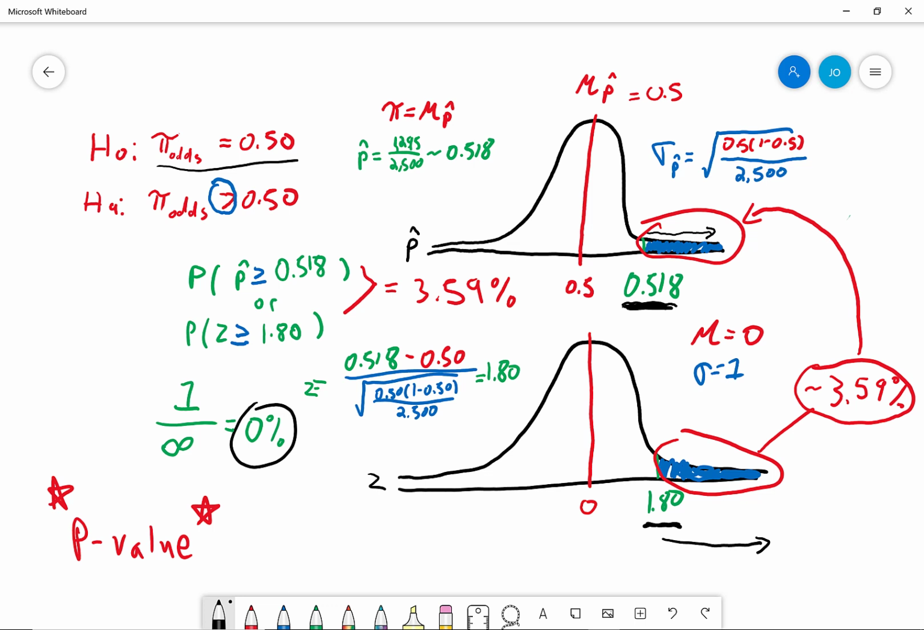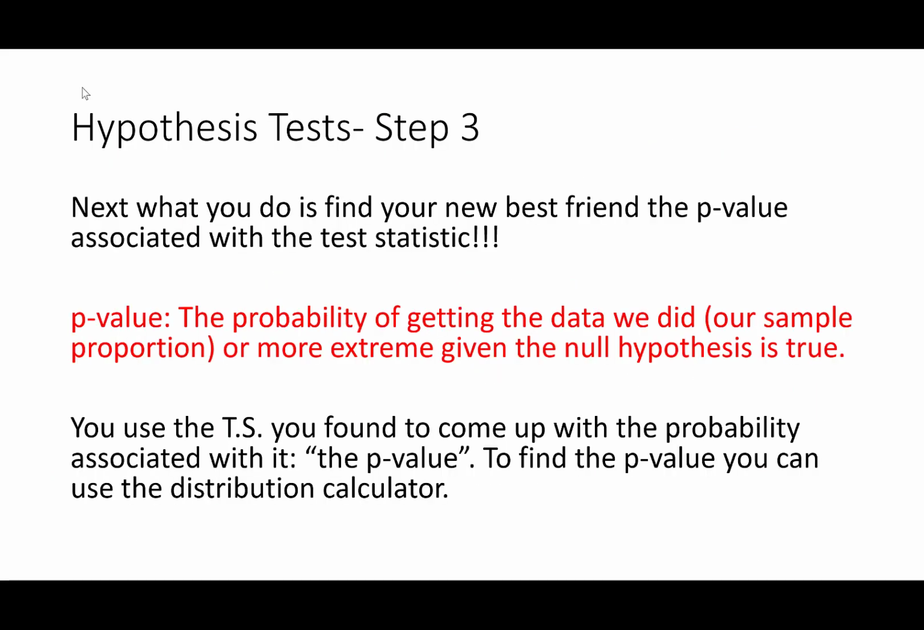Let's go check out some of these things that we learned in terms of our notes. To recap, our first step was to come up with our hypotheses test. Our second step was to find our test statistic. And we just talked about our third step, which is to find our p-value.